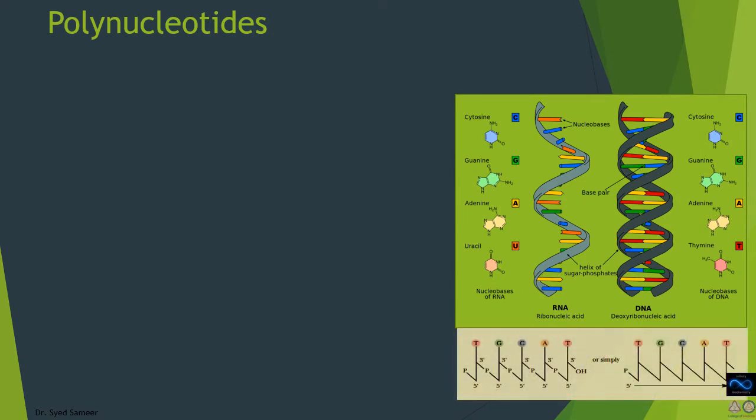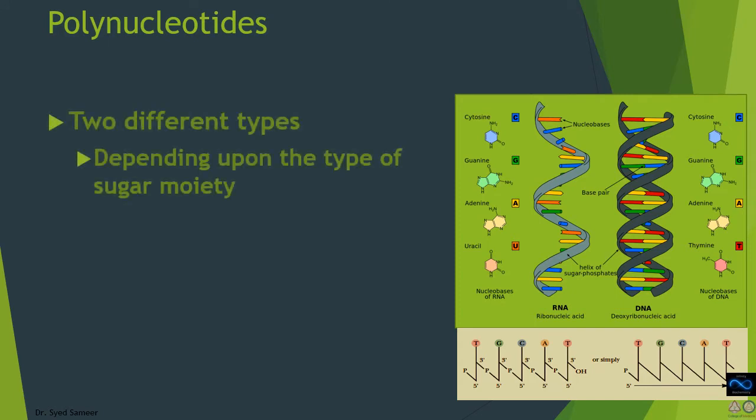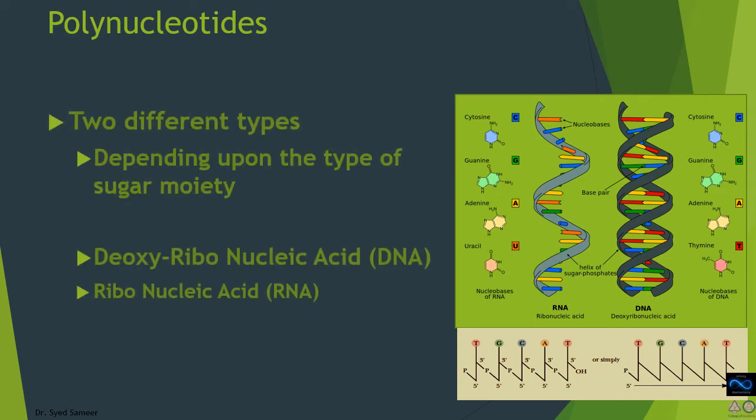In the first lecture, we covered that both DNA and RNA are polynucleotides, and depending upon the sugar moiety, we categorize them as deoxyribonucleic acids, which contain the sugar deoxyribose, and RNA, which contains the sugar ribose only.